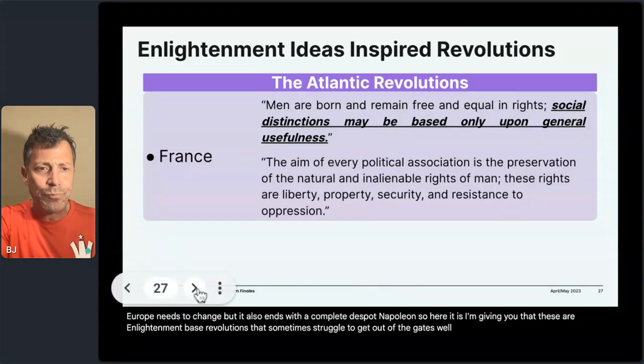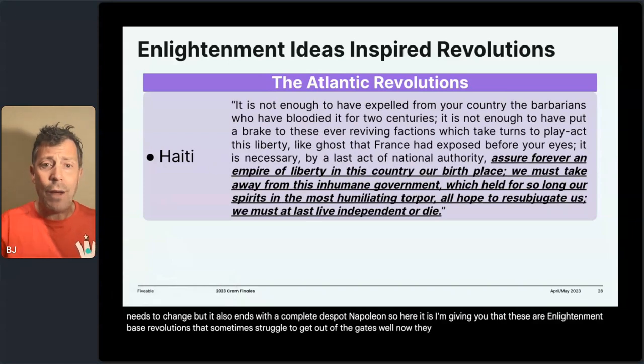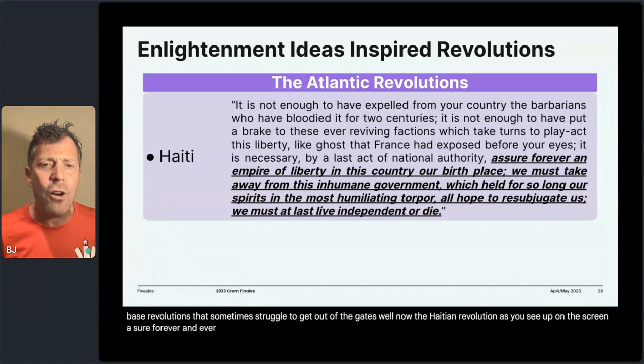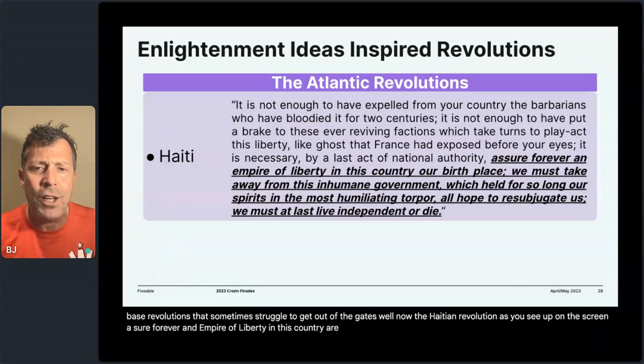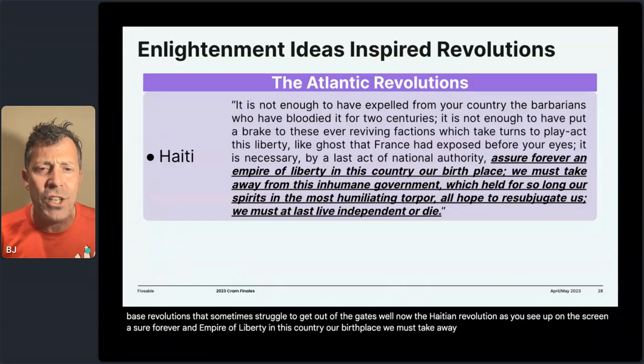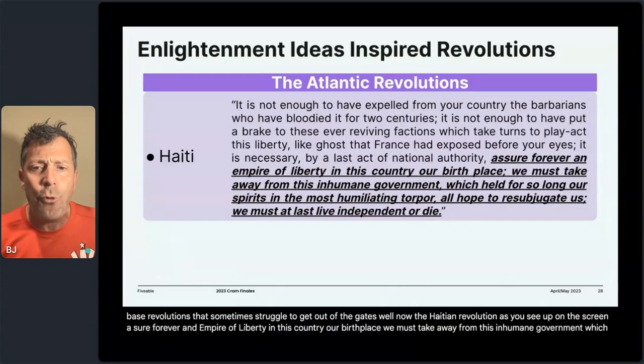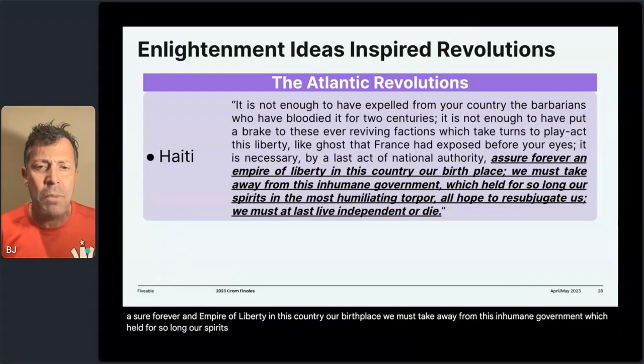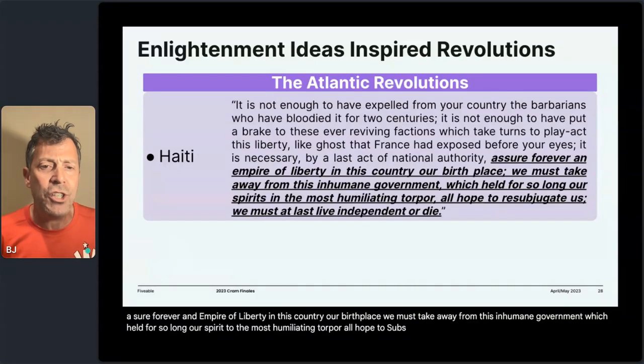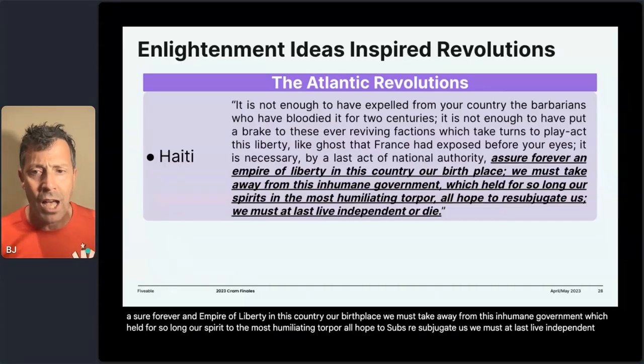Now, the Haitian Revolution, as you see up on the screen: assure forever an empire of liberty in this country, our birthplace. We must take away from this inhumane government, which held for so long our spirits in the most humiliating torpor, all hope to resubjugate us. We must at last live independent or die.